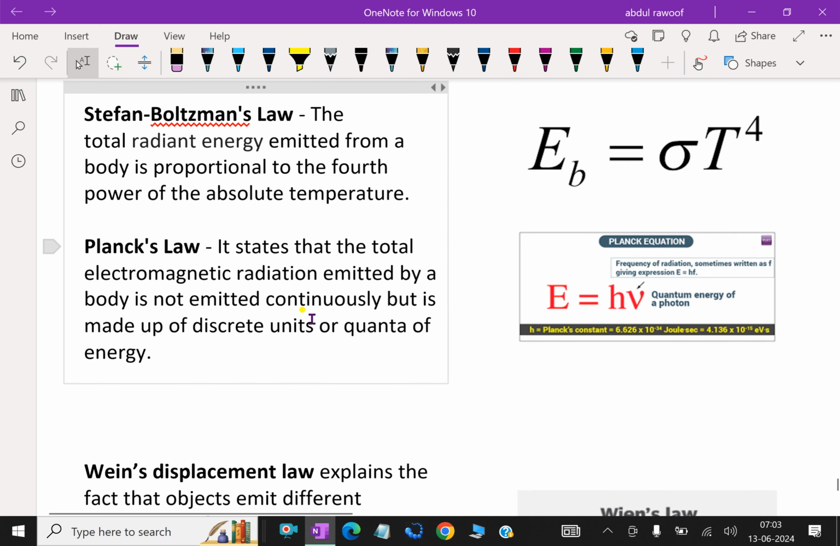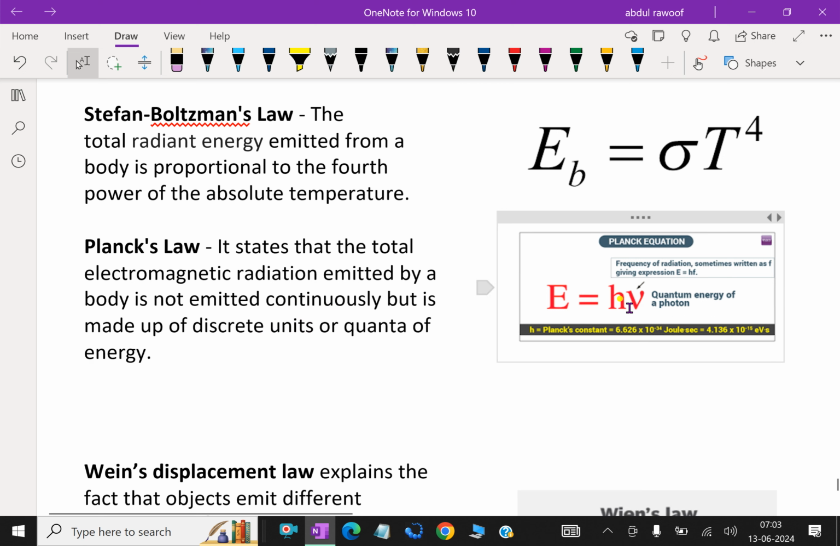Next, Planck's law. It states that the total electromagnetic radiation emitted by a body is not emitted continuously, but is made up of discrete units or quanta of energy. This is Planck's law. That means energy is not continuous. The quanta of energy are equal to hv, where h is Planck's constant and v is the frequency of radiation, sometimes written as hf, giving the expression E equal to hf.